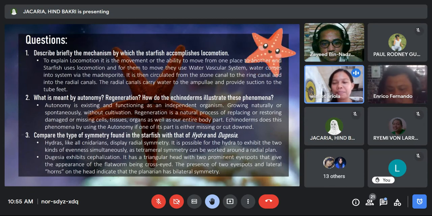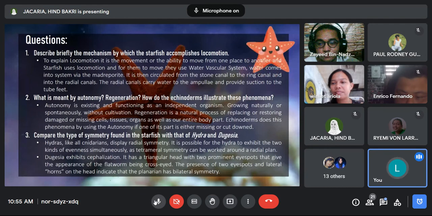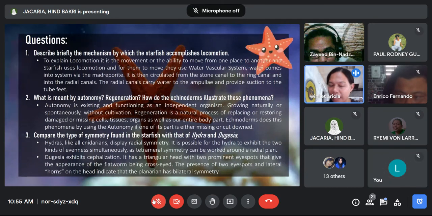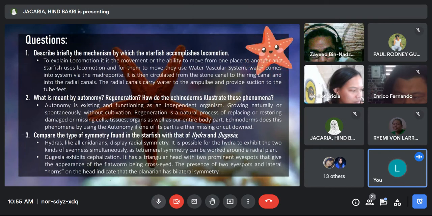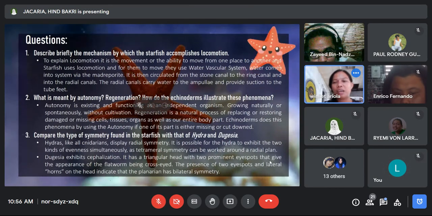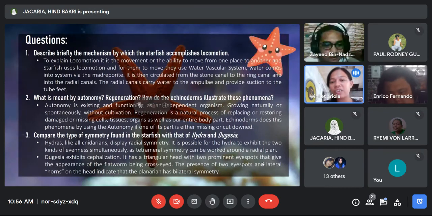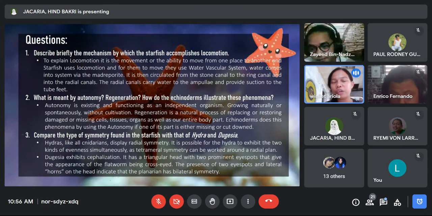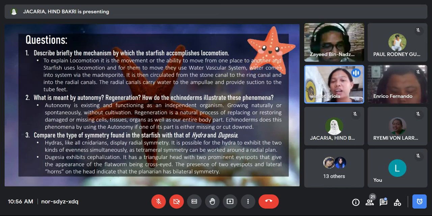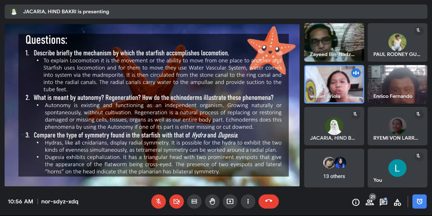Okay, so that is regeneration. This echinoderm, like the starfish or sea stars, and actually starfish are not fishes, remember that? These sea stars also have this characteristic, they can do regeneration. They have five parts, like fingers, that are used for locomotion. So if one is cut off, it can still regenerate. It will still grow.